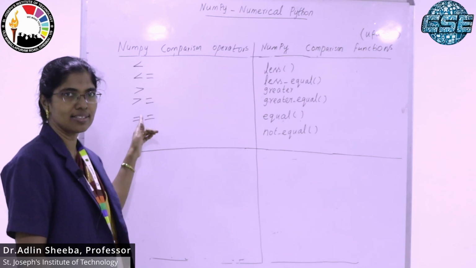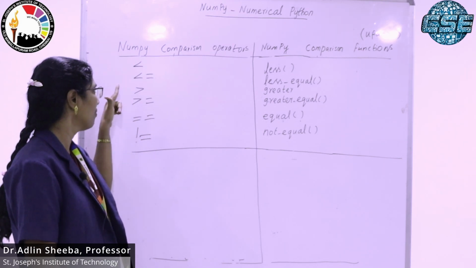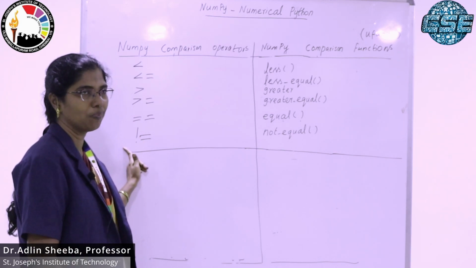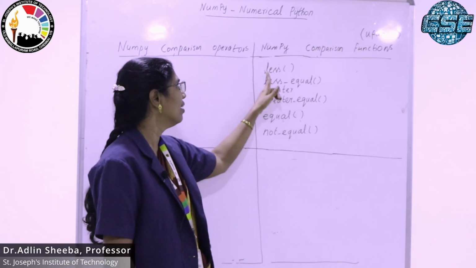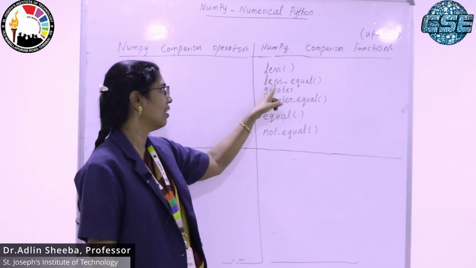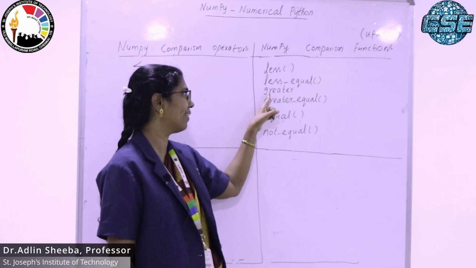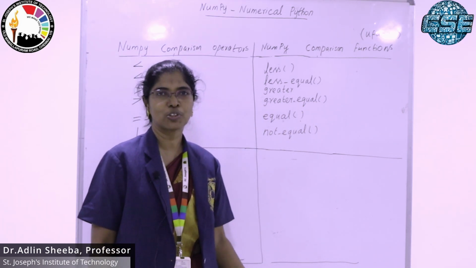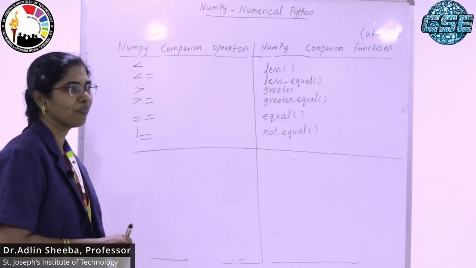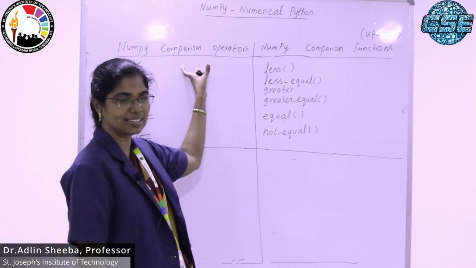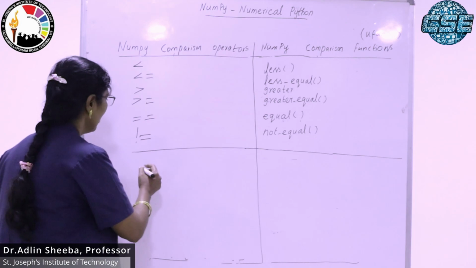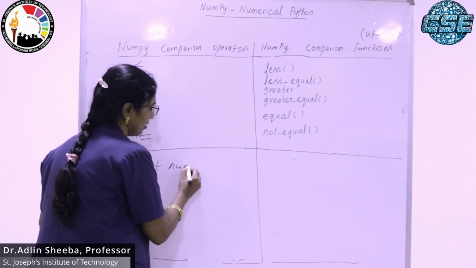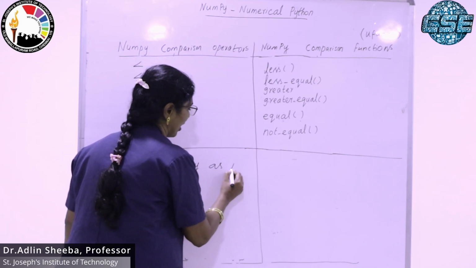Now we are going to see NumPy comparison operators and functions. So here we have the operators less than or equal to, greater than or equal to, and not equal to. So for this we have the corresponding comparison functions: less underscore equal, greater underscore equal, and not equal. So for this let us see example one by one. First let us see example for less than operator. Okay. So first we have to import NumPy. So we are importing NumPy as np.